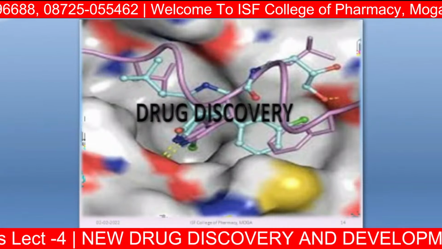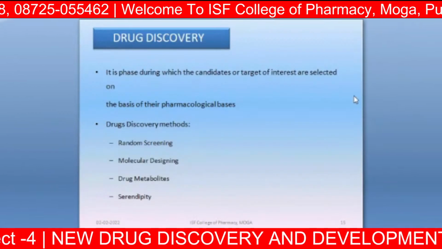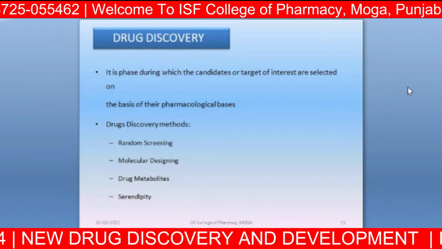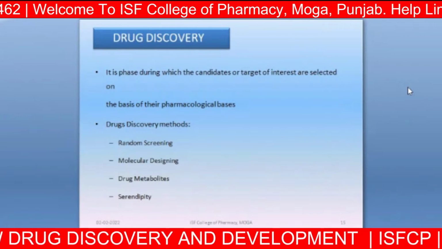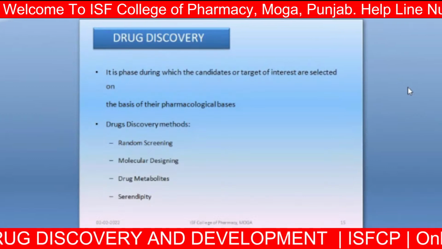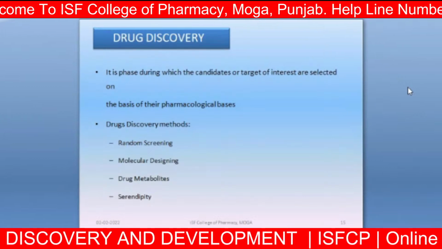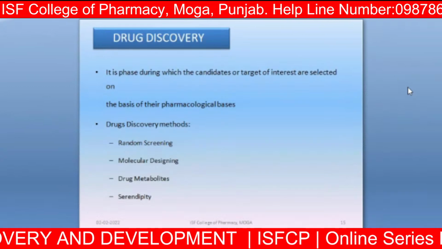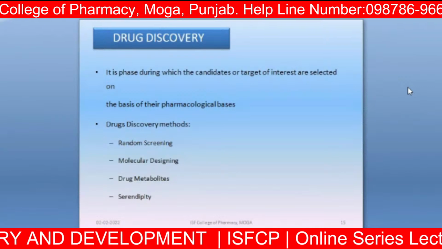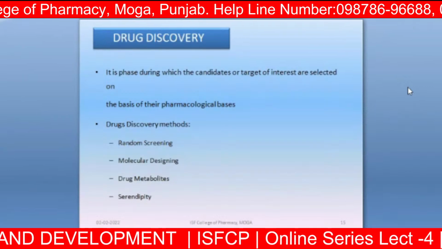Next is your drug discovery. It is a phase during which the candidates or targets to be tested are selected on the basis of their pharmacological basis. First is the random screening, second is the molecule designing, third is the drug metabolites, and fourth one is the serendipity. Serendipity means by accident.